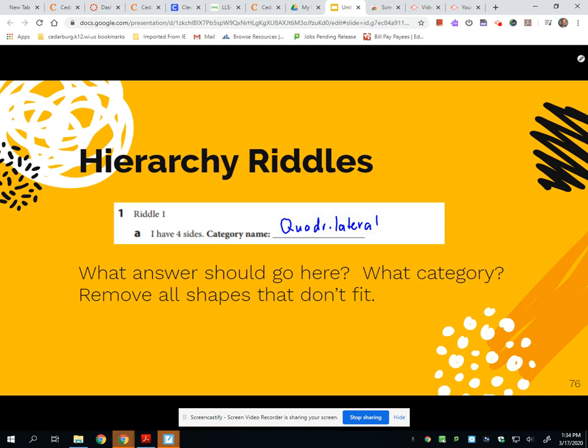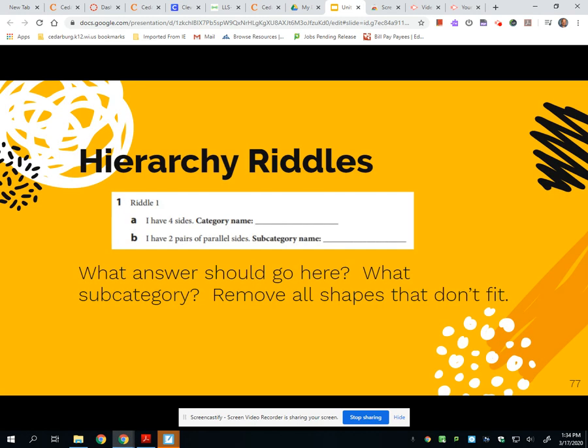Now a quadrilateral obviously has 4 sides. So if you have your shapes in front of you, we need to remove all shapes that don't have 4 sides. You should have a group of shapes available to you to choose from. Now we have our quadrilateral, but now we're going to use a subcategory: you have 2 pairs of parallel sides. Think about that and write your answer in. Pause the video. So that answer is a parallelogram.